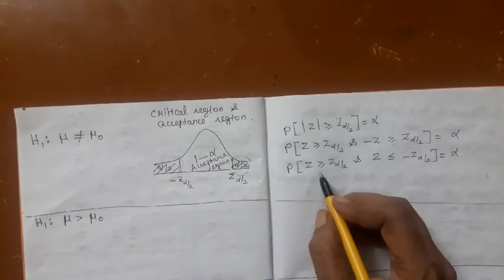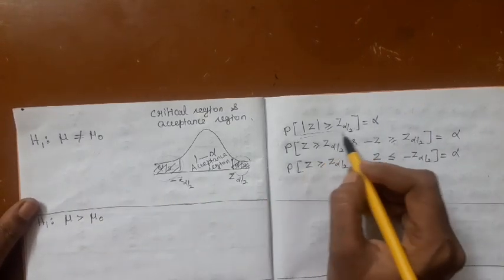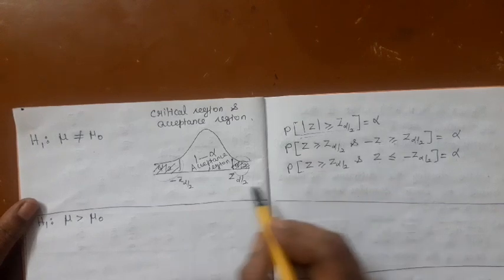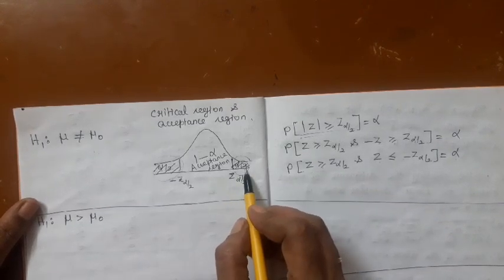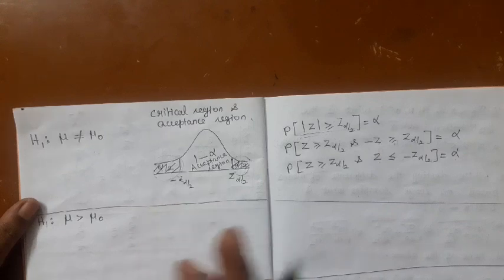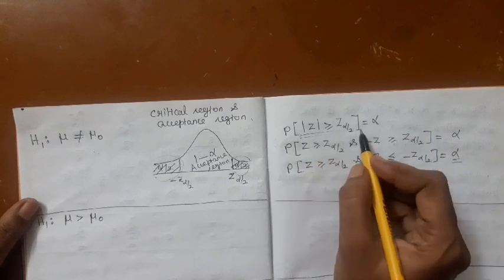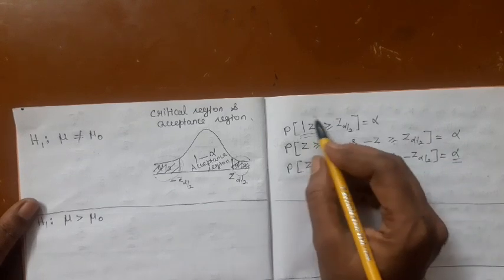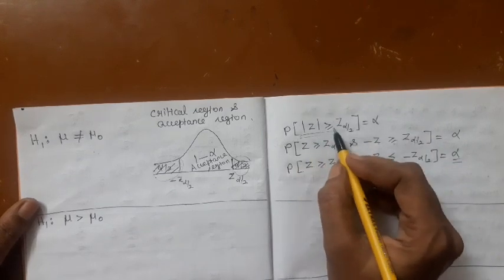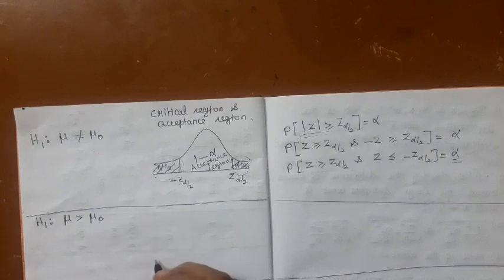Clear? So how will you define this critical region? You can define it like this, okay, which means the area after Z alpha by 2 and the area just before minus Z alpha by 2 together is alpha. Right? This is how you should define this. Otherwise you can say the probability of modulus of Z greater than or equal to Z alpha by 2 is alpha. Fine? Okay, come here.